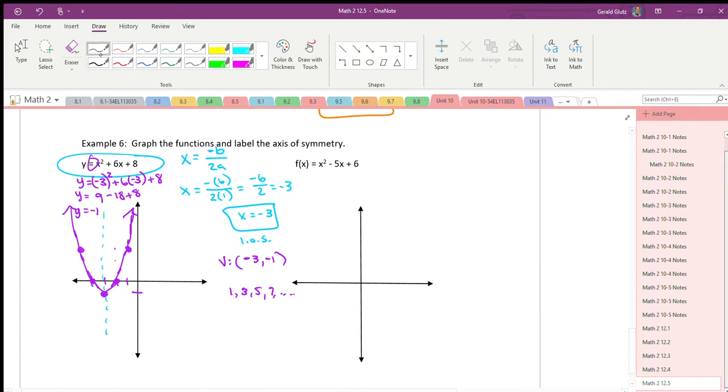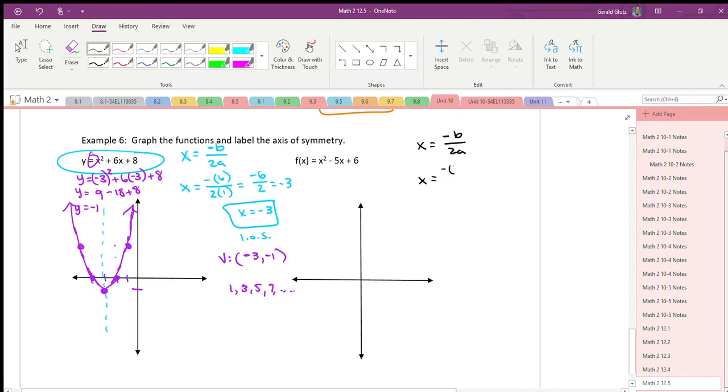And then our last problem in this section. Again, I have to do -b divided by 2a. b is -5, so I'm going to have -5 divided by 2 times a, which is 1. Negative turns into a positive, so 5 divided by 2. We'll just leave it like that. If you want to put 2.5, you can, but that's fine. So this is our line of symmetry.